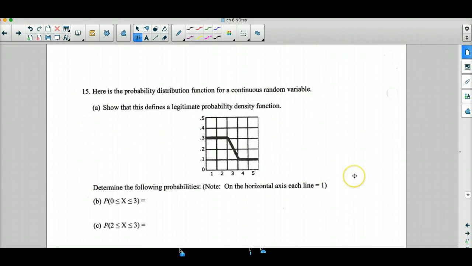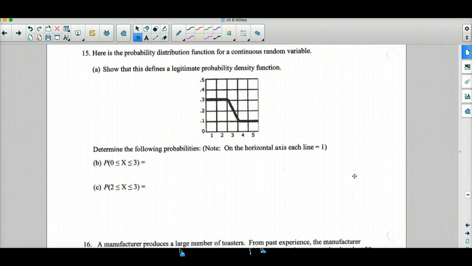All right, here's the probability distribution function for a continuous random variable. Show that it's a legitimate density function. So do you remember how we did density functions? The area has to add up to 1 under the curve. So if you look at this, each of these blocks is worth 0.1. So that's 0.5, 0.6, 0.7, 0.8, 0.9. This is 0.05 and this is 0.05, so it all adds up to 1.